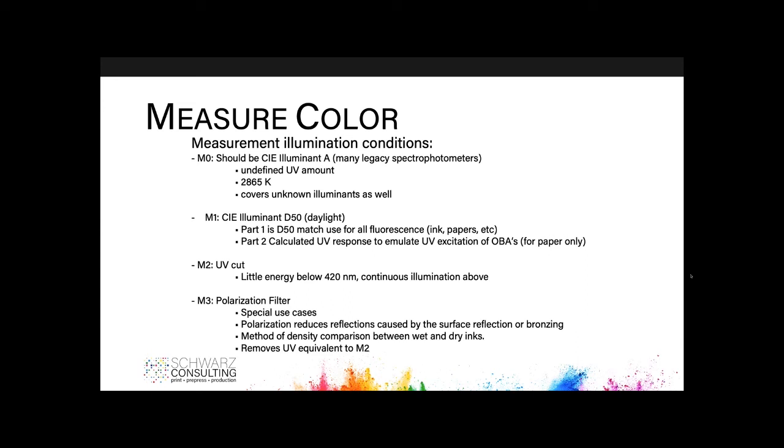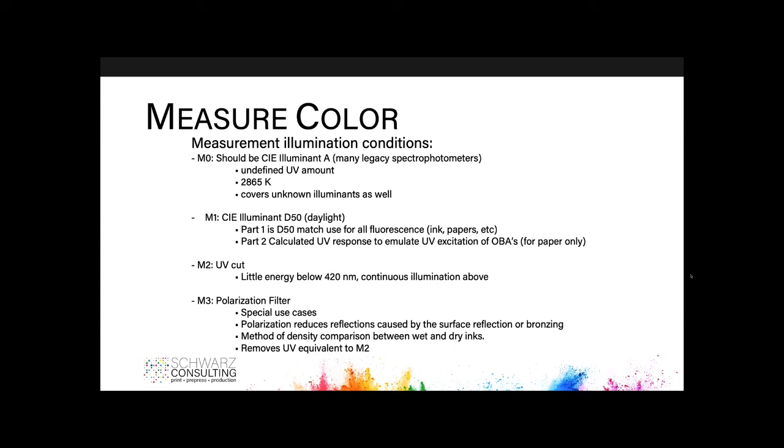M3 is a polarization filter. This is not that often used in our industries. In some cases, for UV printing, for special applications. This is for reflective surfaces and stuff like that, so when you want to measure wet inks or wet surfaces.